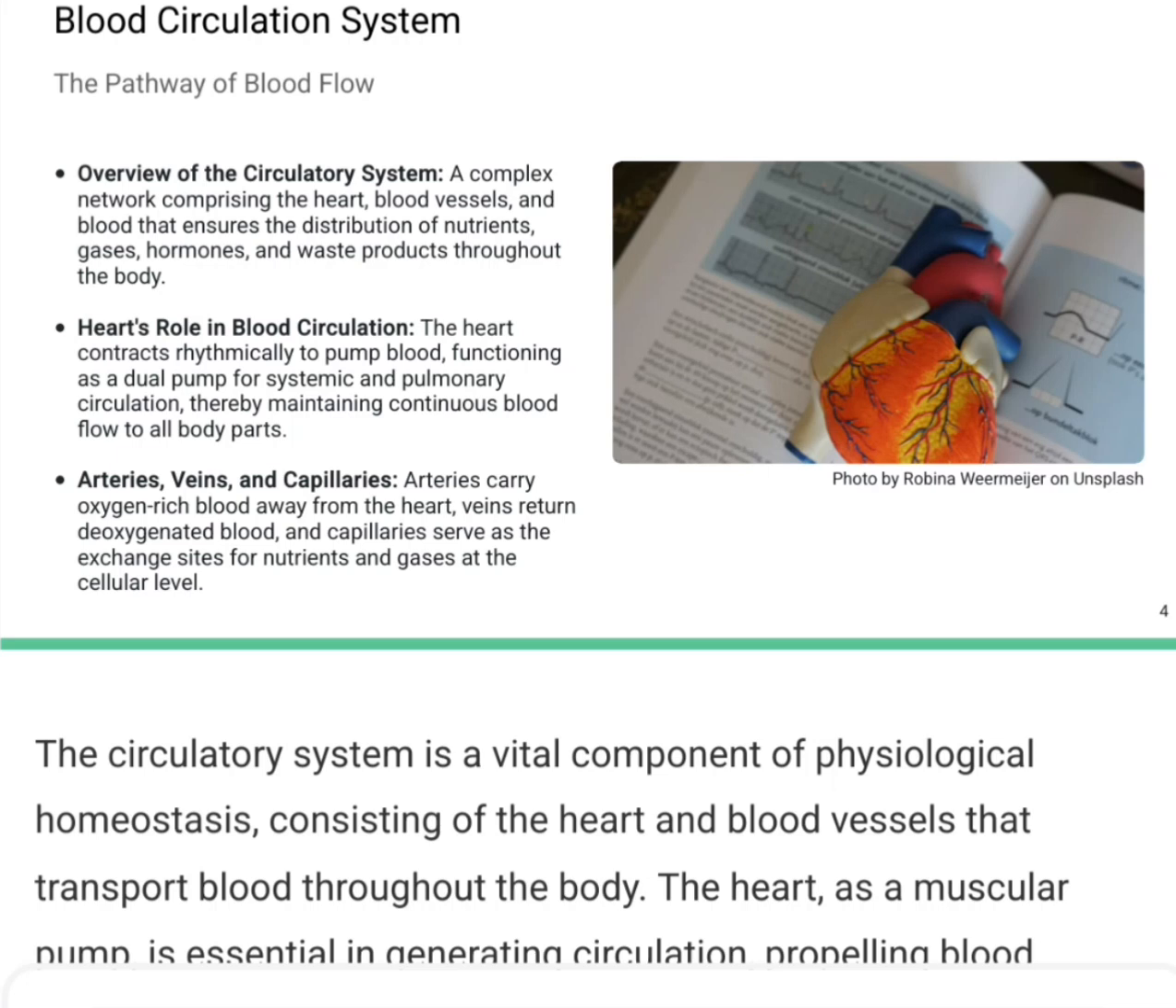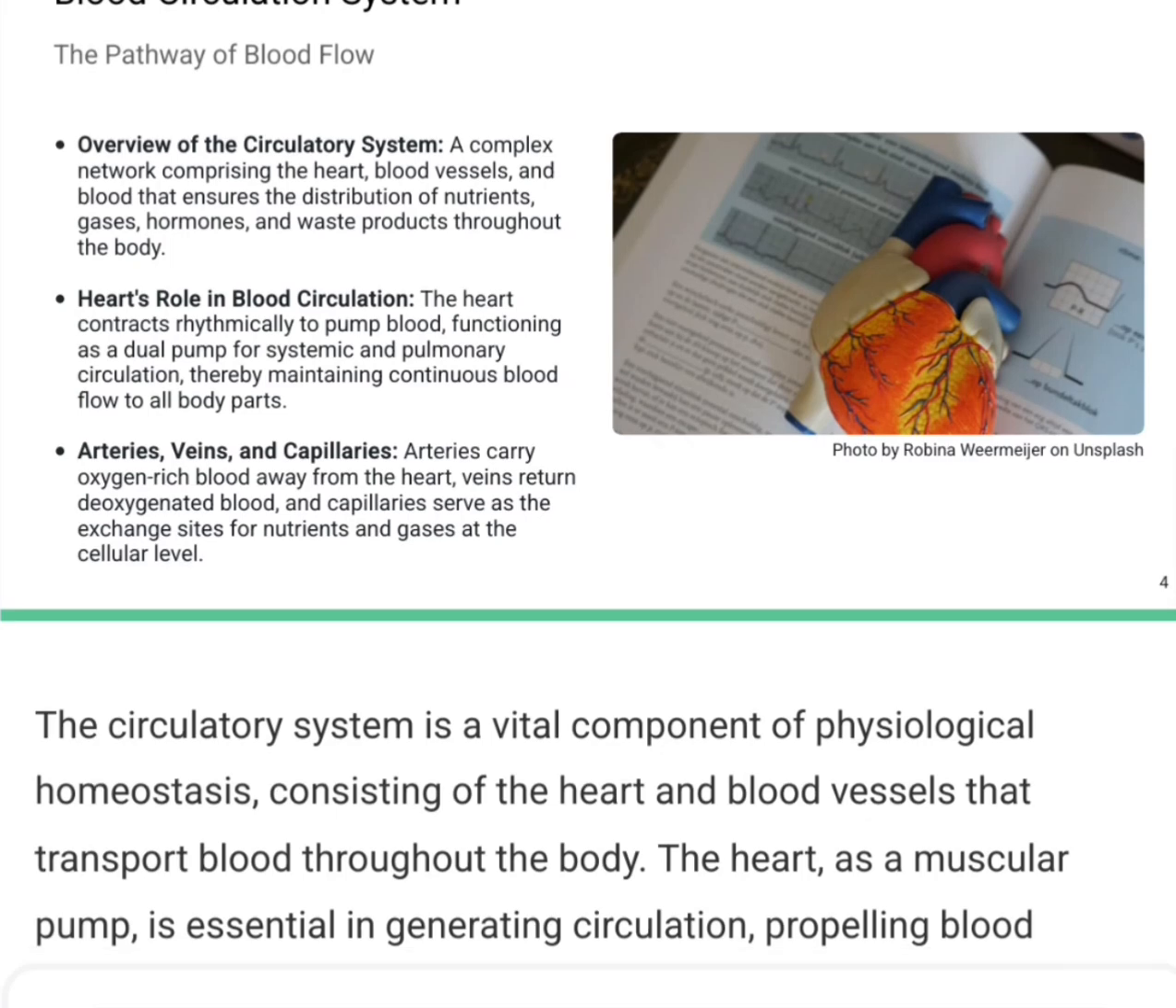Arteries, veins and capillaries. Arteries carry oxygen-rich blood away from the heart, veins return deoxygenated blood, and capillaries serve as the exchange site for nutrients and gases at the cellular level.